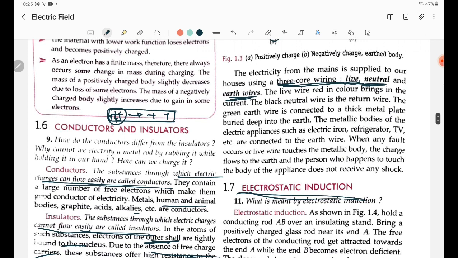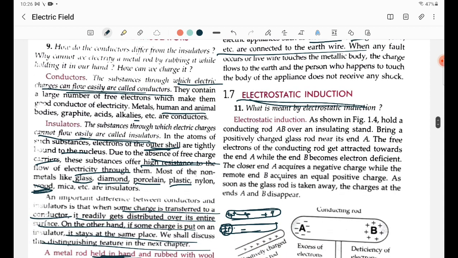Okay, so color coding is very important. The red wire is the live wire, brings the current. The black wire is the neutral wire, takes the current, and the green wire is the earth wire, connected to a thick metal plate deeply buried in the earth. So for large electrical appliances, everywhere we see they are connected to an earth wire, so that we don't receive a shock.